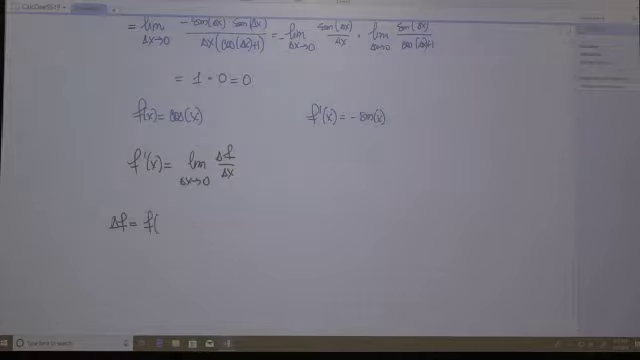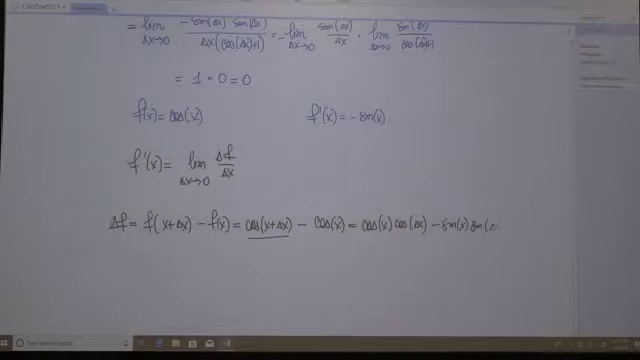So it will be f of x plus delta x minus f of x. What is f of x? Cosine of x. If f of x is the cosine of x, then f of x plus delta x will be cosine of x plus delta x, right? Now, using the formula for the addition of angles, we can open up the cosine. So we can write cosine of x, cosine of delta x, minus sine of x, sine of delta x, minus cosine of x.